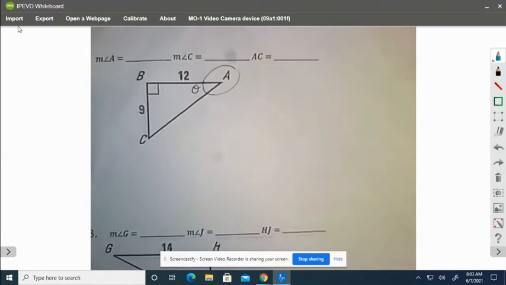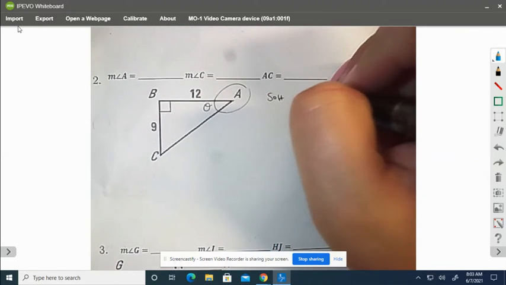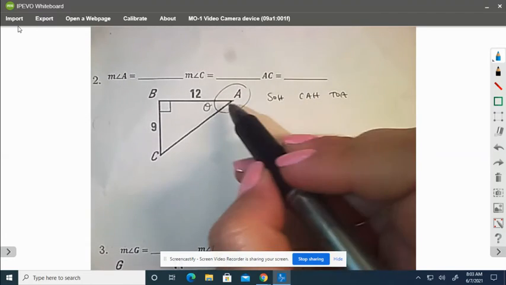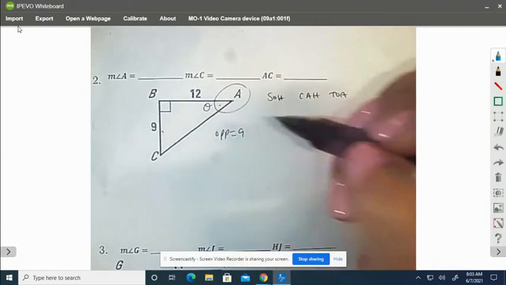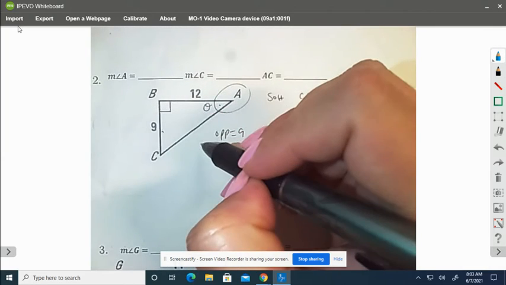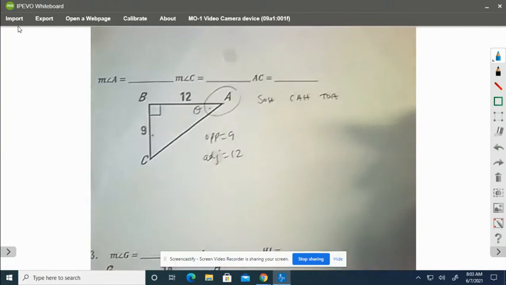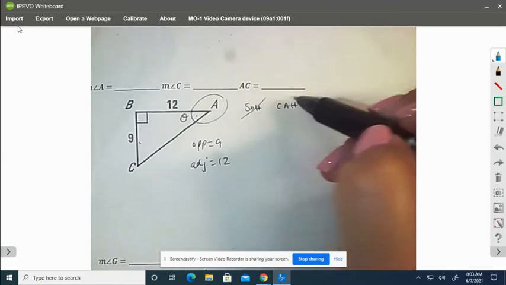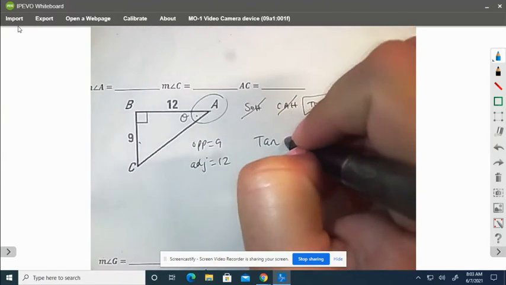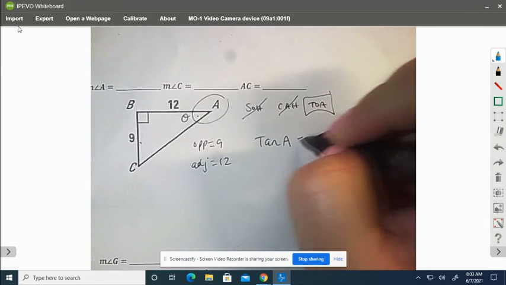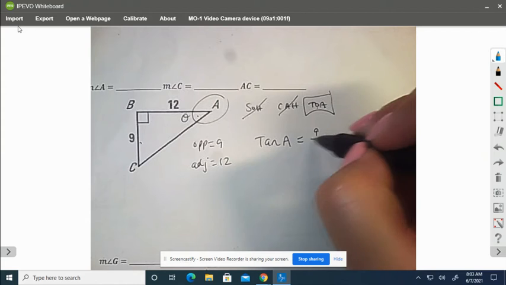Okay. So I'm going to use my trig ratios. So I have SOH CAH TOA. From angle A, I have the opposite, which is 9. Do I have the hypotenuse? No. So the adjacent is 12. I don't have the hypotenuse, so I'm going to cross out SOH and CAH. I'm going to use TOA, which is tangent. So the tan of angle A should equal opposite over adjacent, so that's 9 over 12.